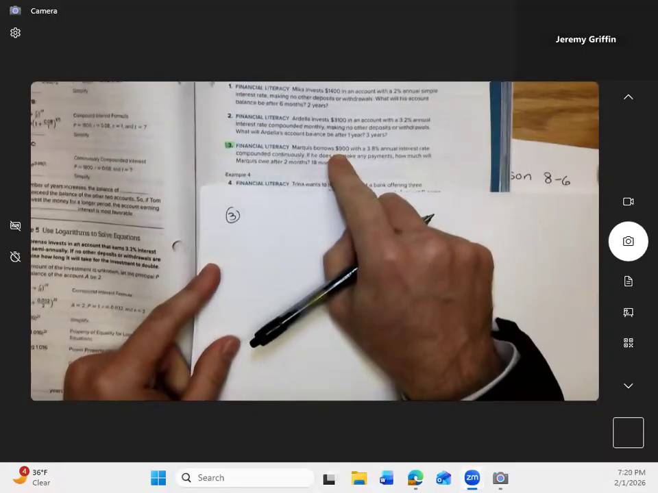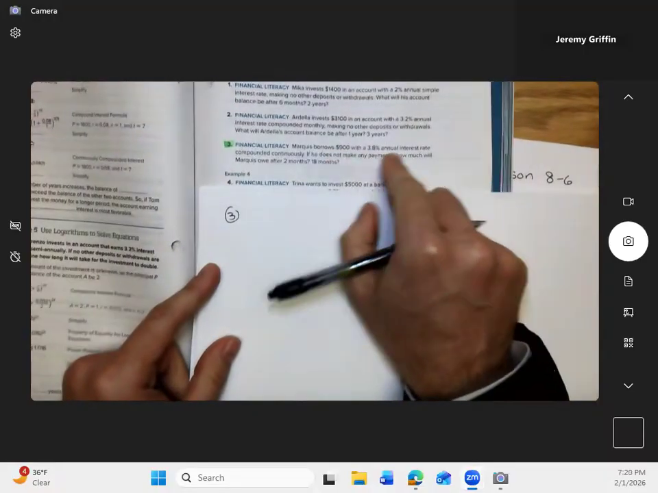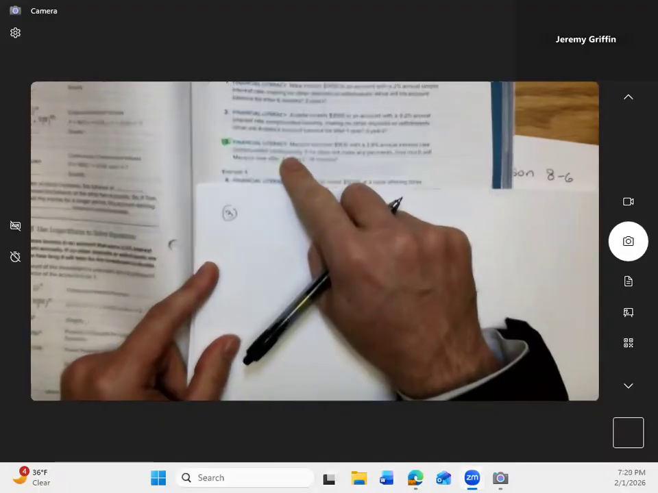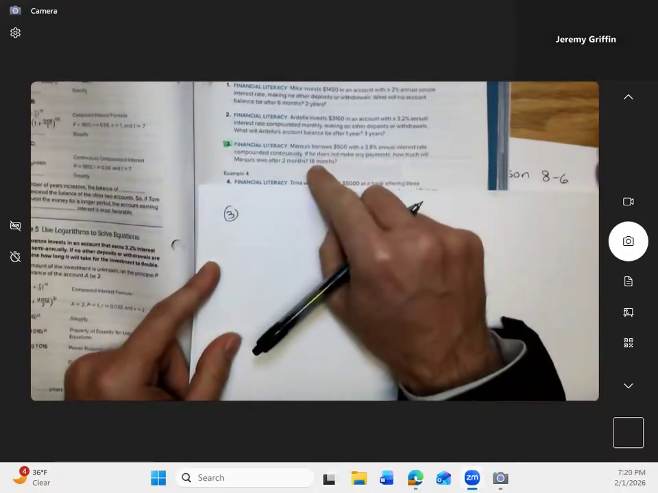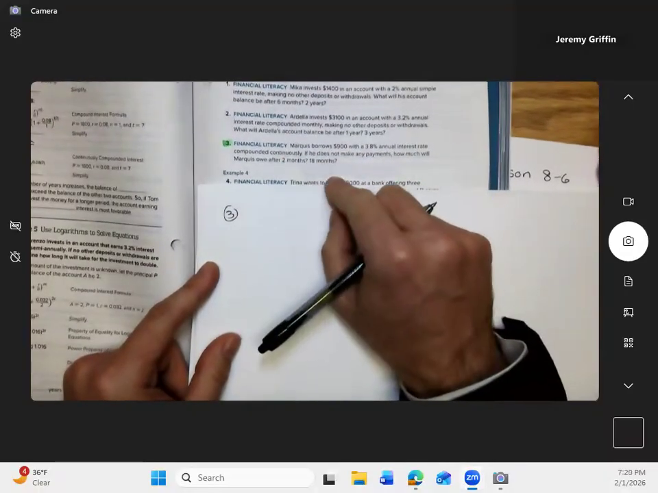Marquis borrows $900 with a 3.8% annual interest rate compounded continuously. He does not make any payments. How much will he owe after 2 months, and after 18 months?